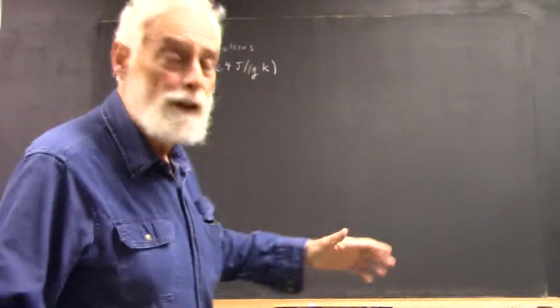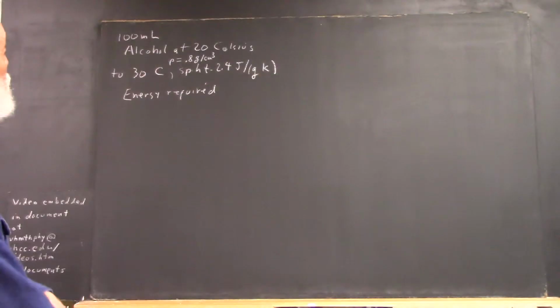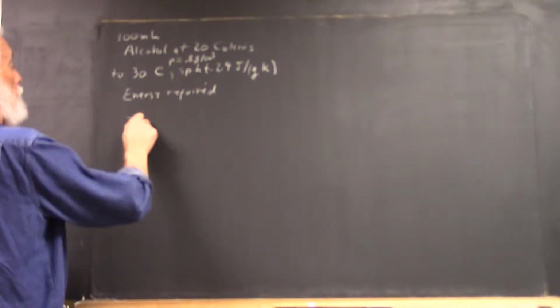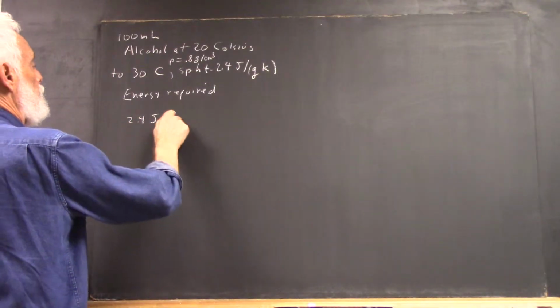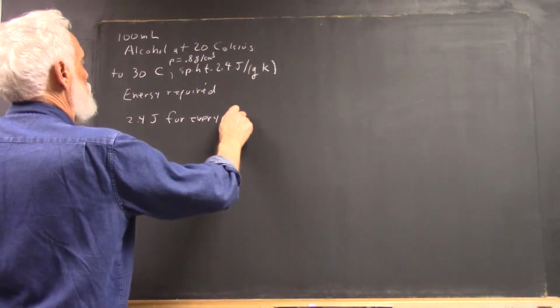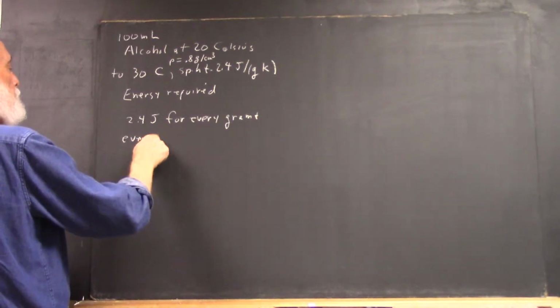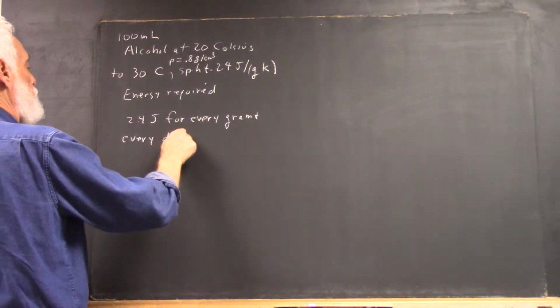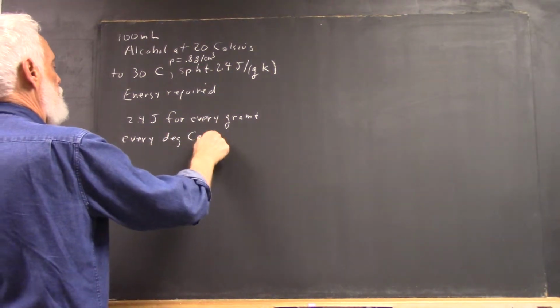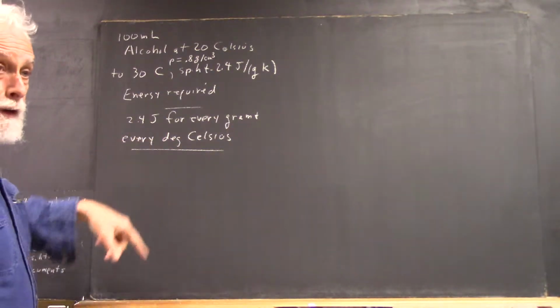It sounds like, from what you're saying, you're thinking correctly, but let's see. So, energy required, right? Well, you need 2.4 joules for every gram and every degree Celsius, right?